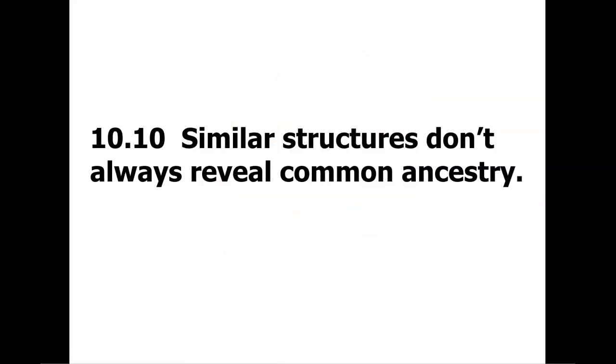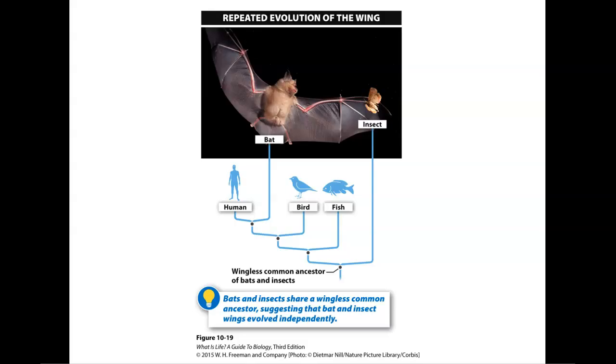So that's going to lead us to a common misconception. Similar structures are not always going to reveal a common ancestor. For example, whales and sharks have fins. Bats and many insects have wings. So do bats have wings because they're most closely related to insects and inherited their wings from a common winged ancestor? Or did insects and bats evolve separately and start to develop wings independently?